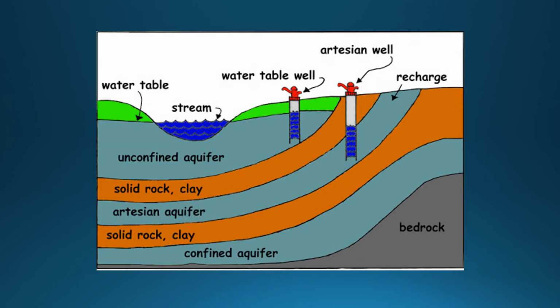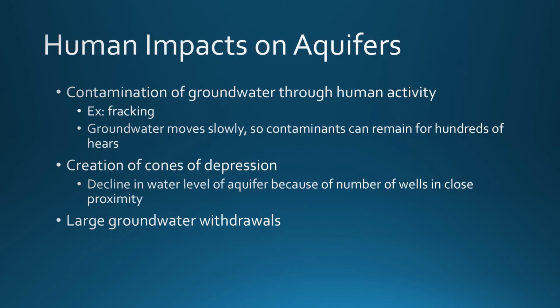So here's just a graphic again, kind of explaining the confined versus unconfined aquifers, and what that looks like, so you can see it all together. Humans have a lot of impact on aquifers. Like I said, since it's groundwater, it can become contaminated through human activities. So we need to make sure we're protecting that.